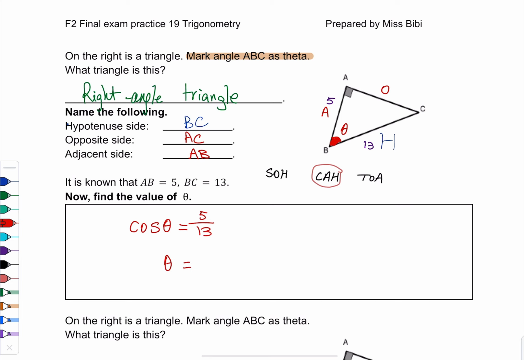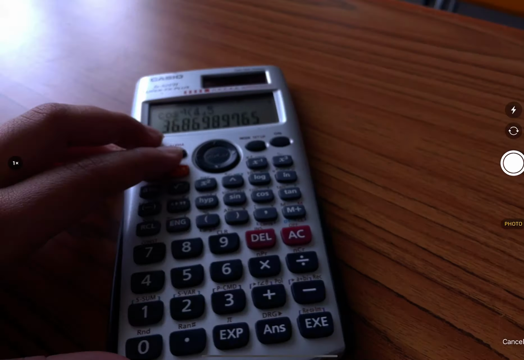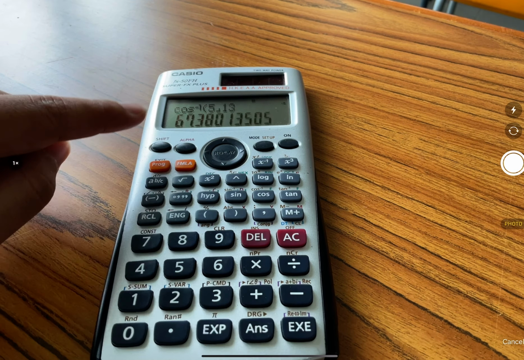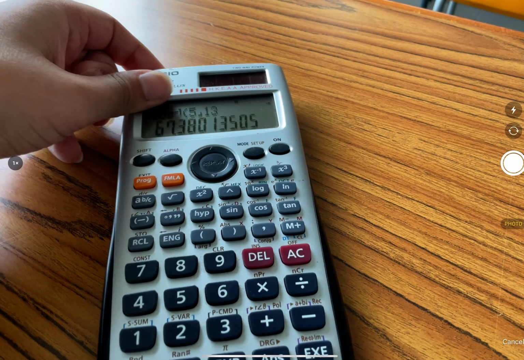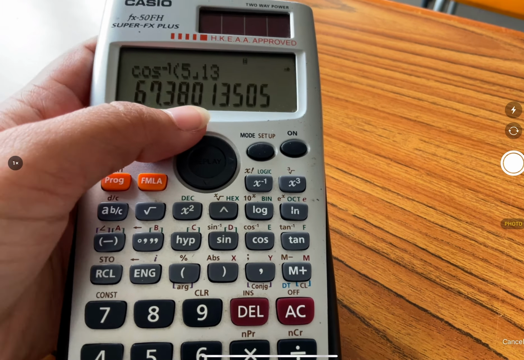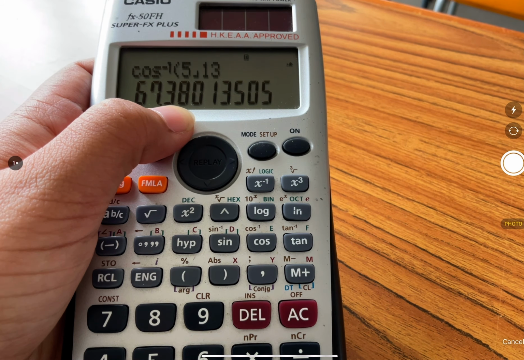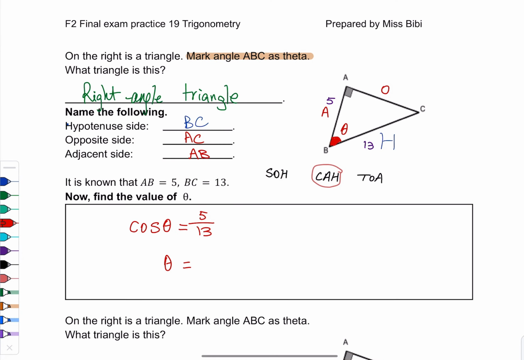And then to undo that cosine, you will do shift cosine 5/13. You get the answer as... And do I have to round off? Yes, because I just need the first 3 digits, but the next number is a big number, so you will round off. So 67.4 degrees. You had 67.38. This number is big, so you round off.